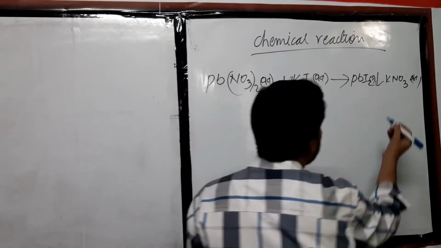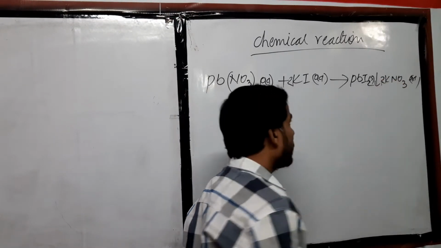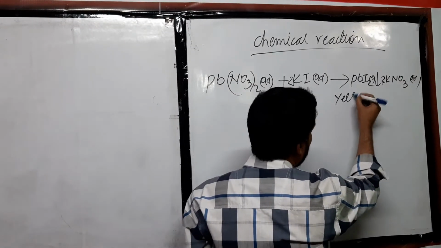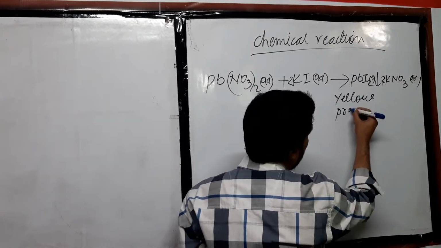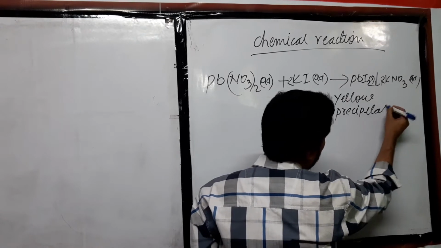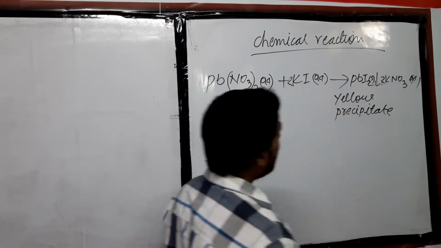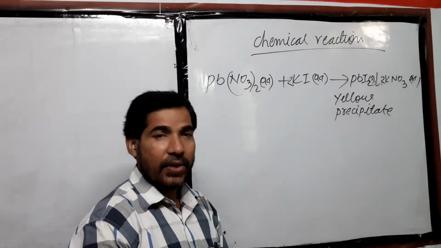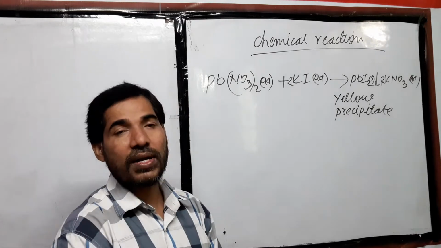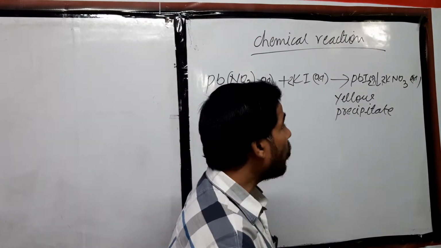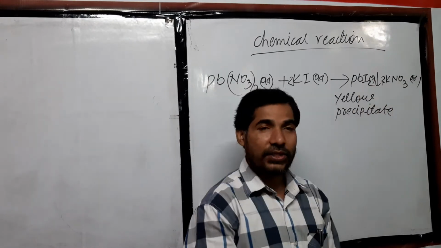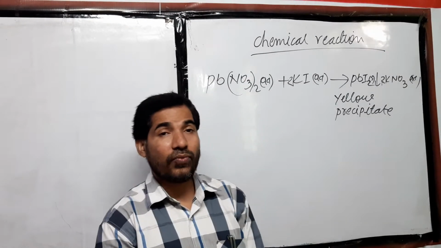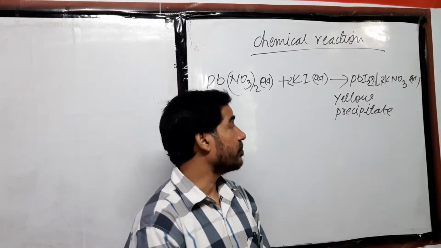In this reaction, PbI2 is a precipitate. It is called a yellow precipitate. It means when lead nitrate and potassium iodide combine with one another, a yellow precipitate called lead iodide is formed. And due to the formation of this lead iodide, the color of the whole solution turns yellow.